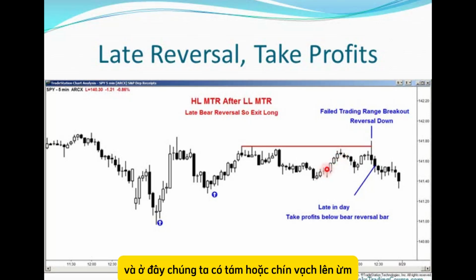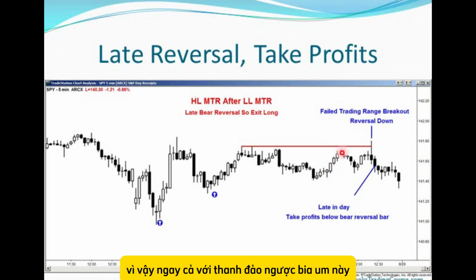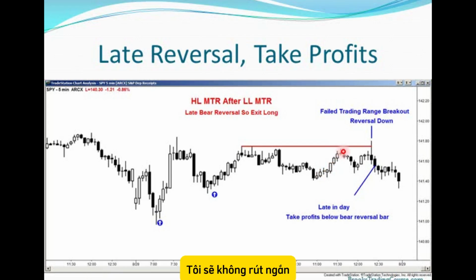And here we have 8 or 9 bars up, 7 or 8 bars without a bear body. So even with this bear reversal bar, I would not take that short. We tried to resume up here. This is a pullback from this breakout. So, a potential buy here.